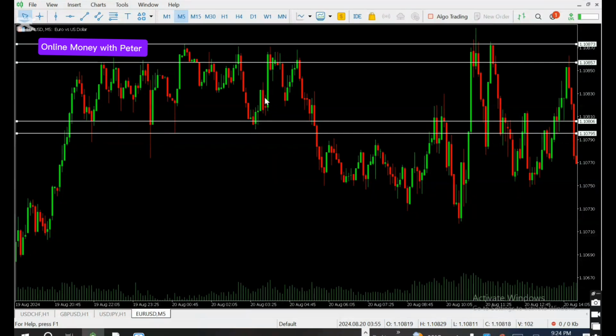Can you see that? Can you see how technical analysis works? Now, this is on a sideways market. It works on all markets, whether it's on an uptrend or on a downtrend. It's the same thing.